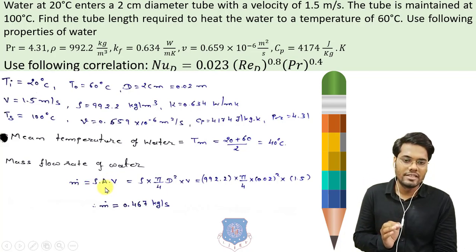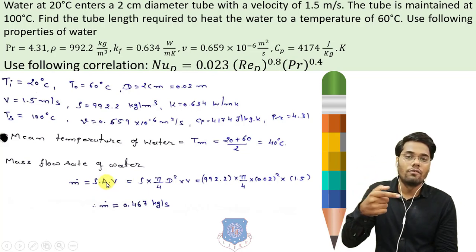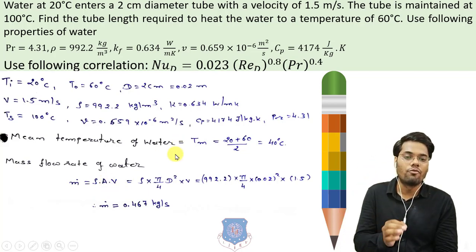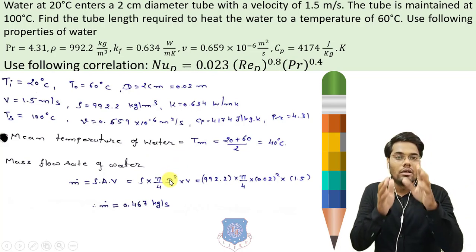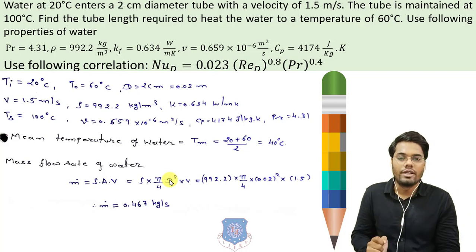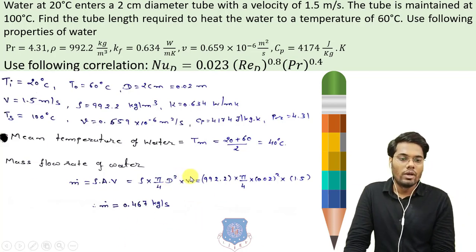So putting in the value of density; this is area, the cross sectional area of the pipe, which is going to be pi by 4 d square, because water is flowing through the pipe. So we have to take the cross sectional area for the mass flow rate. That's why this is pi by 4 d square, not a surface area, into velocity.